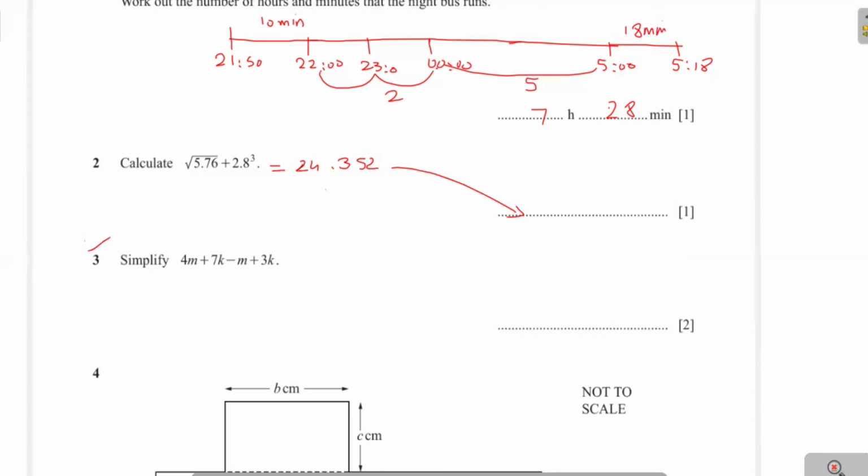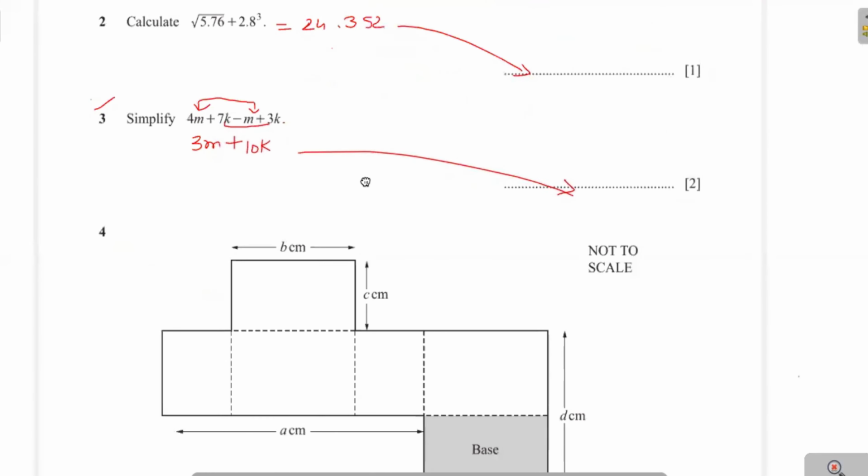Question number 3, simplify 4m plus 7k minus m plus 3k. This is an algebraic expression. In the algebraic expression, we will add the like terms. You see here 4m minus m, the answer will be 3m. And the next like term here is 7k plus 3k, this will be equal to 10k. And this is the simplification of this expression.